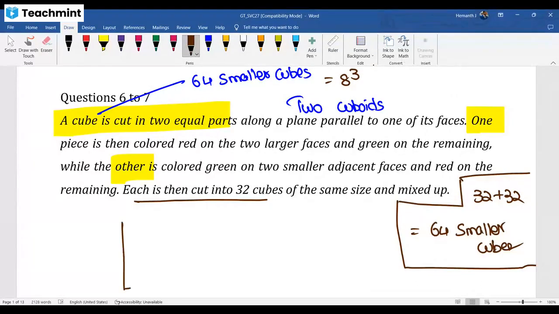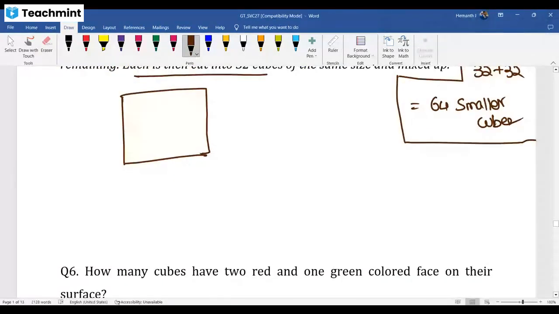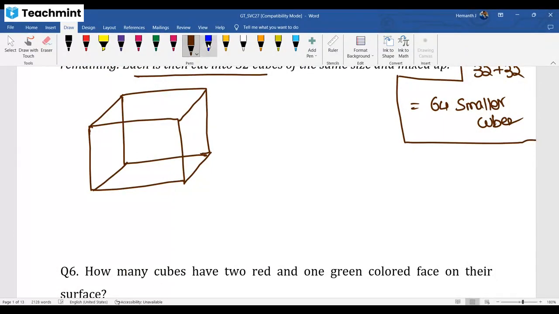That bigger cube is having each side, let's say 8 centimeters or 8 meters. Here 8, here 8, here 8. Length, breadth, height, all are 8, 8, 8. Then they cut into two pieces. They may cut with respect to the front side or left side or right side. Then one among length, breadth or height becomes half. Then we have cuboids, two cuboids will come.